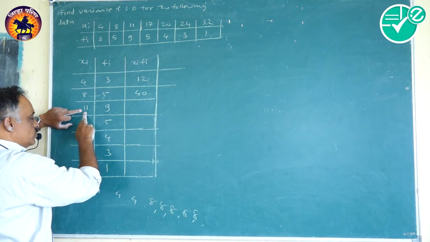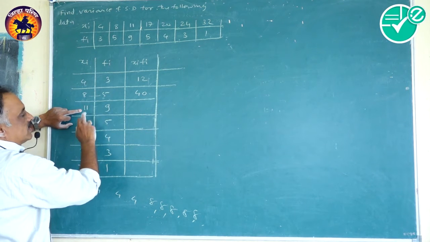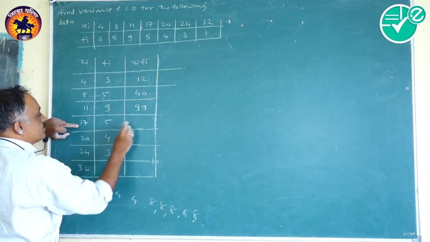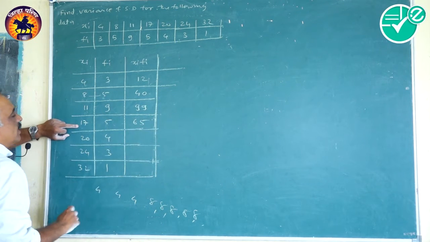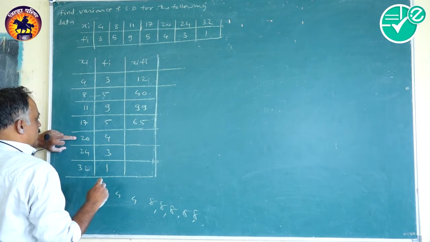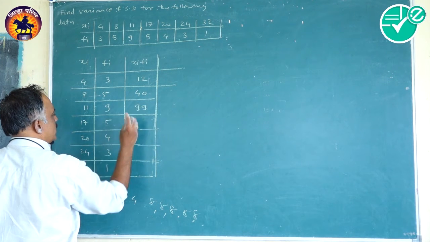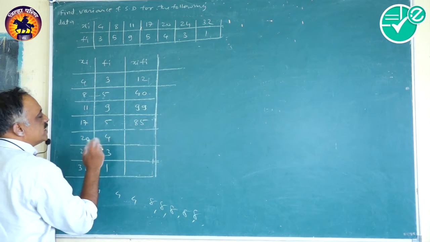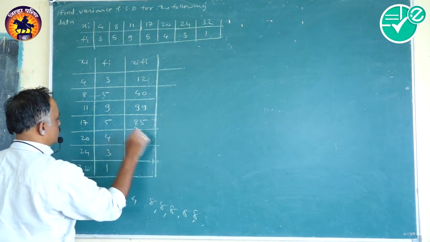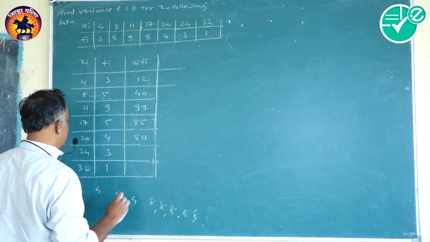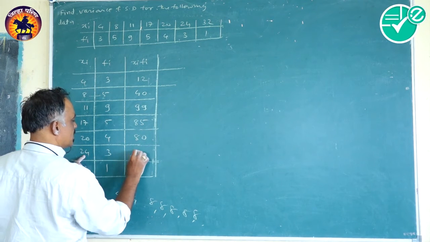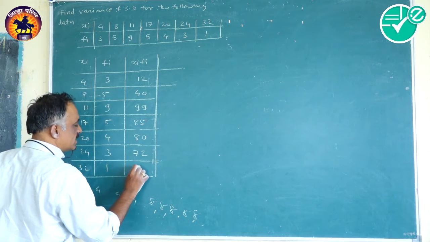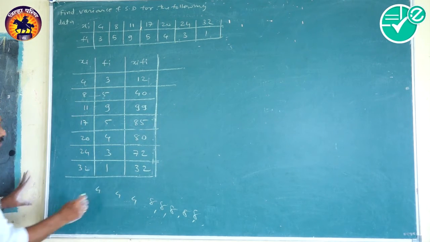11, this term comes 9 times. So their sum will be 99. 17, this term comes 5 times. Their sum will be 65. Well, rather it should be 85. 20, this term comes 4 times. So it will be 80. 24, this term comes 3 times. 72. 32, this term comes only once. So their sum must be equal to 32.